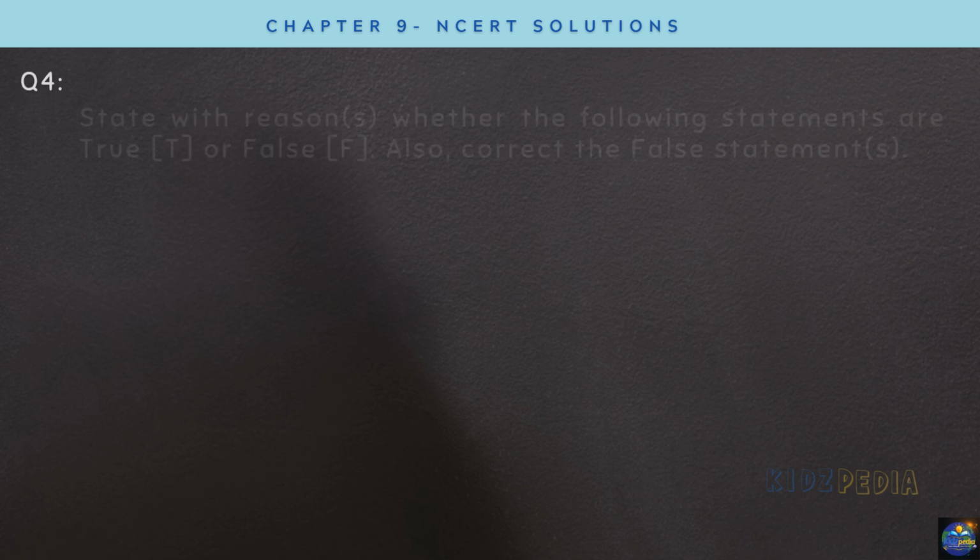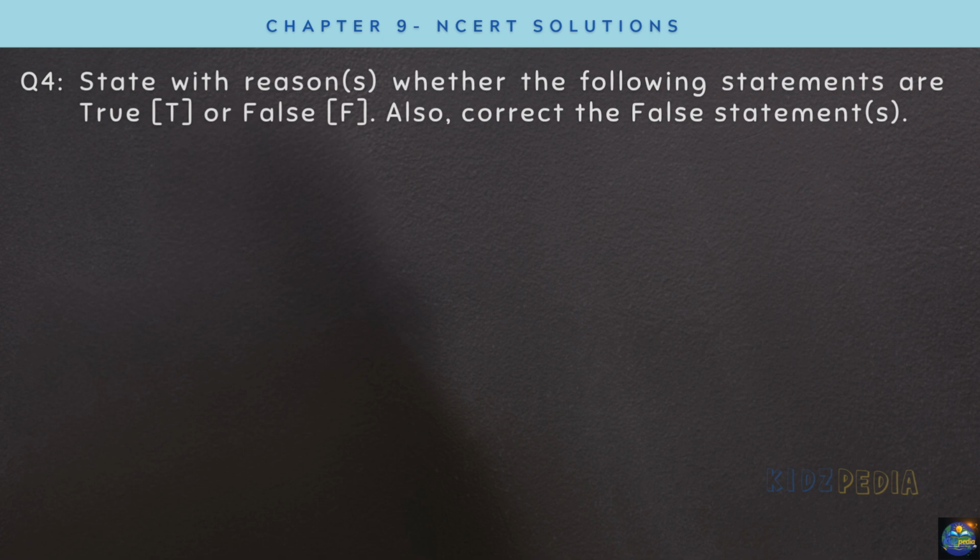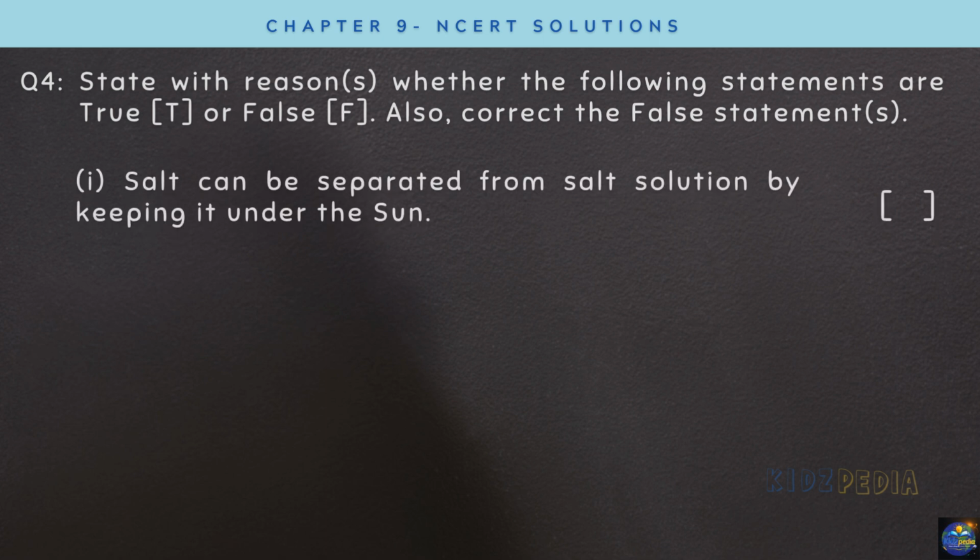Next question. State with reasons whether the following statements are true or false. Also correct the false statements. So, here we need to write true or false for the given statement. Give a reason to explain why the statement is true or false, and if the statement is false, write the correct statement. First one, salt can be separated from salt solution by keeping it under the sun.